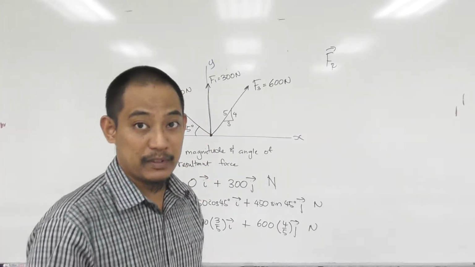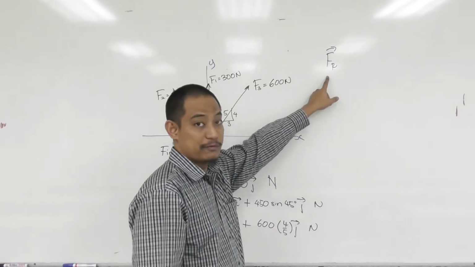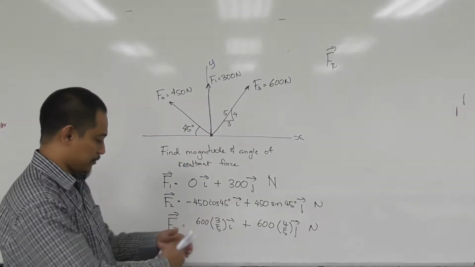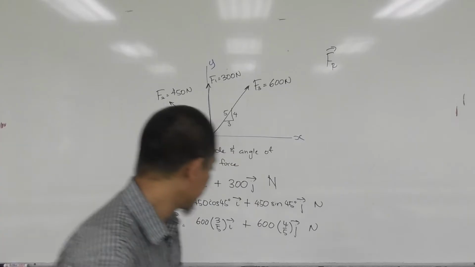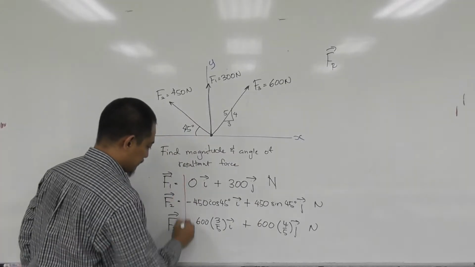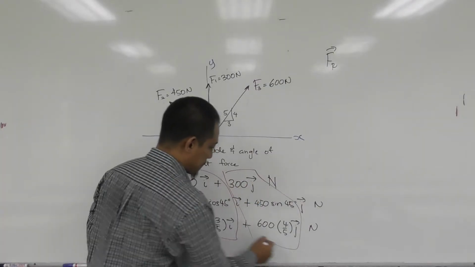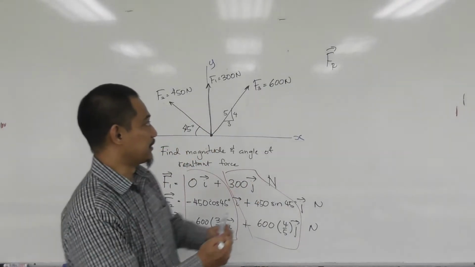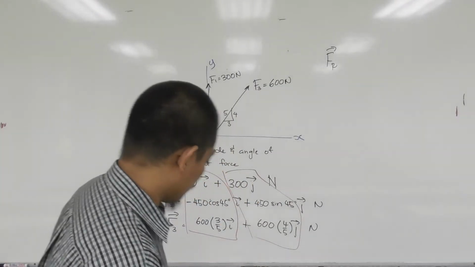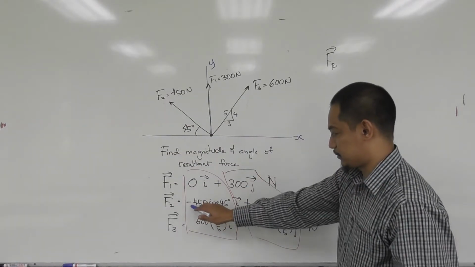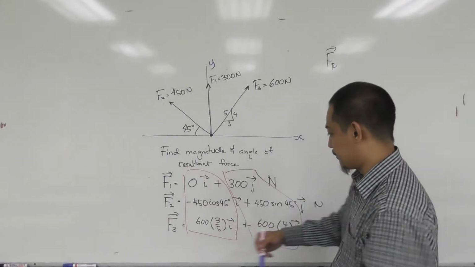So where were we? Okay, now we are calculating the resultant force, right? So how to calculate? Basically, just add all the x components here and all the y components there, and then you get the x component and y component there, right? So in this case, 0 minus this value plus this value.